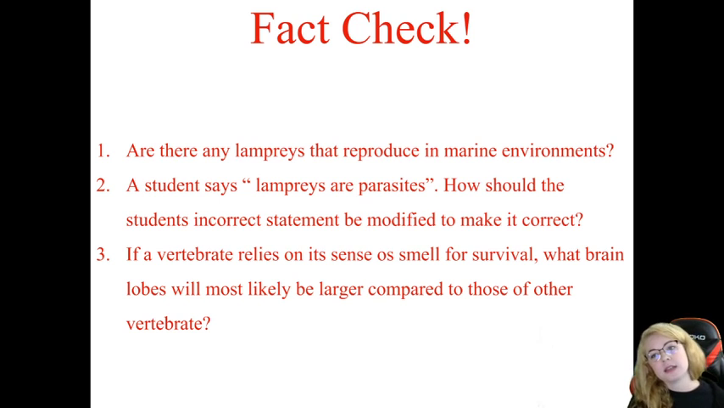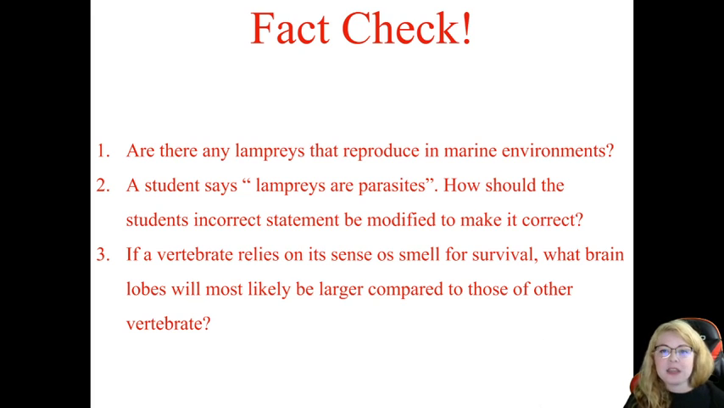Number 2, a student says lampreys are parasites. How should the student's incorrect statement be modified to make it correct? So the phrase should say that adult lampreys are parasites, because in the larva stage, remember, they act very different from their adult stage, and they're in that stage for roughly 7 years, or as long as 7 years, and they use the mucus strands to collect their food at that stage. It's only when they are adults that they have these sucker parasitic attachments to their prey.